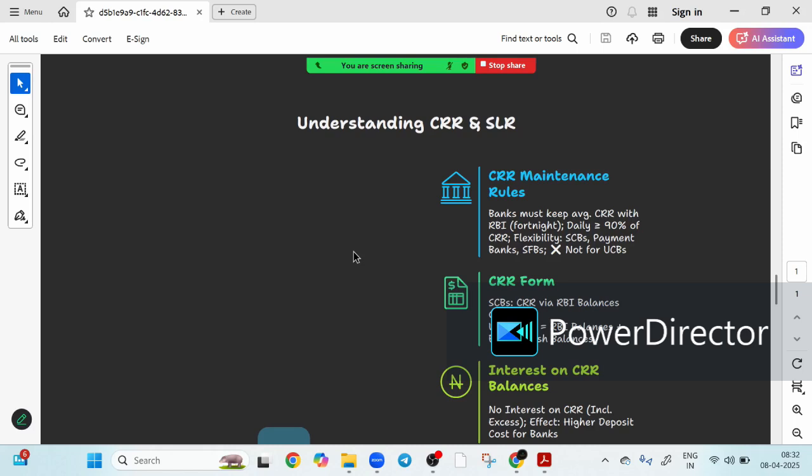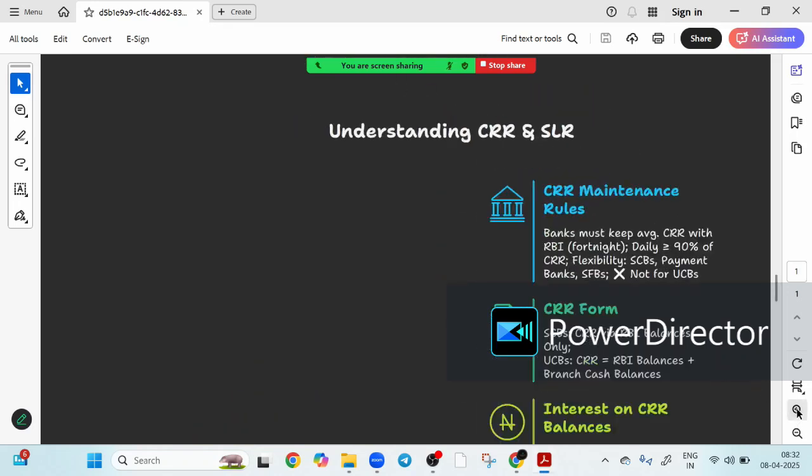Now friends, let's understand CRR and SLR. First of all, let's talk about the CRR maintenance rule. Let me zoom in a little bit so that the picture will become very clear to you.